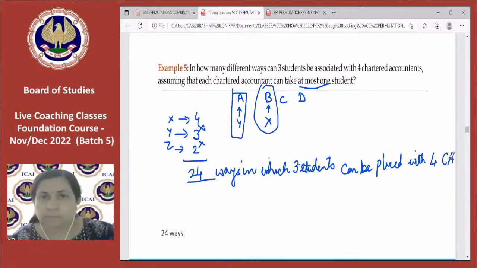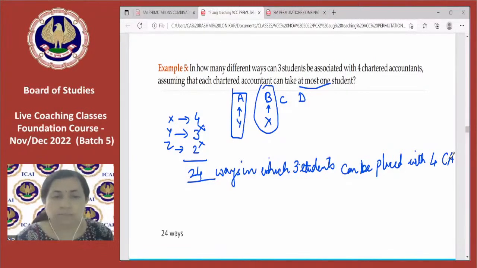Is that clear? Have you understood this sum? This is a typical different sum. So I've taken that.